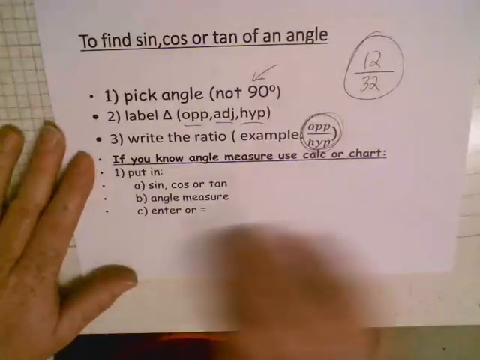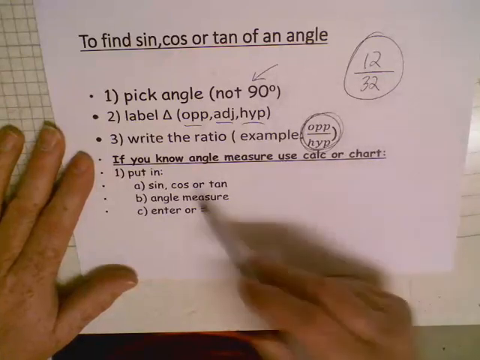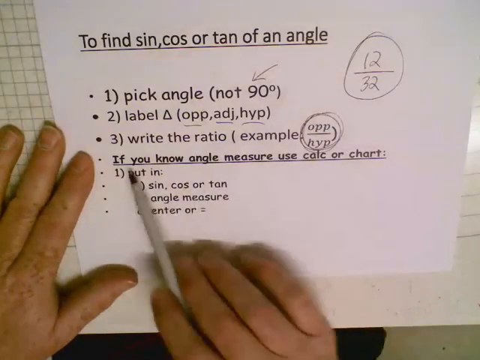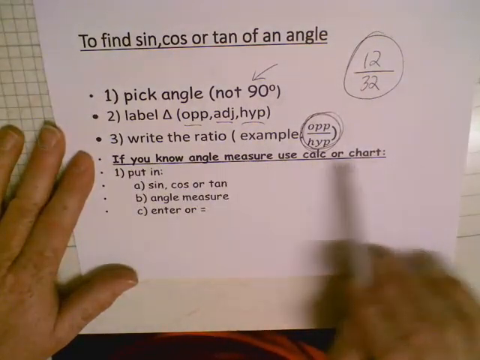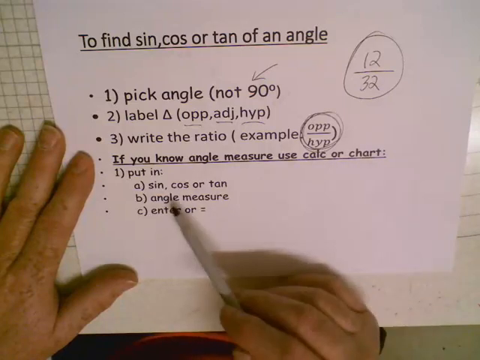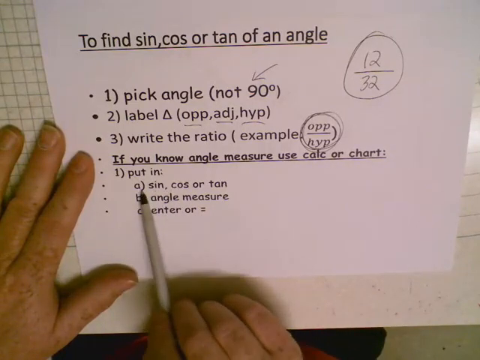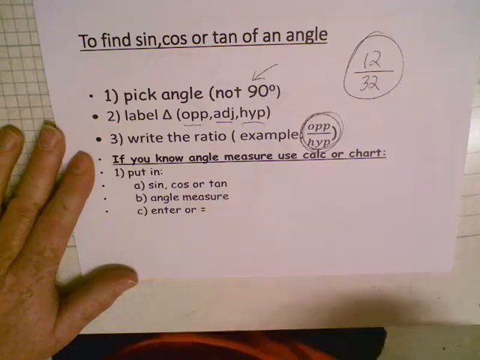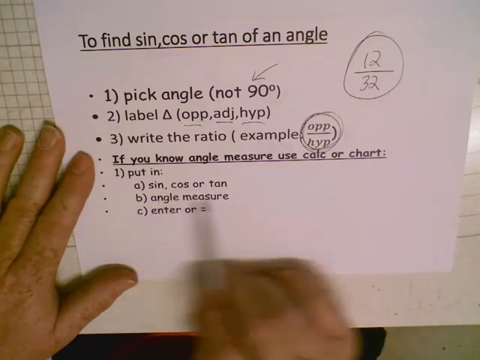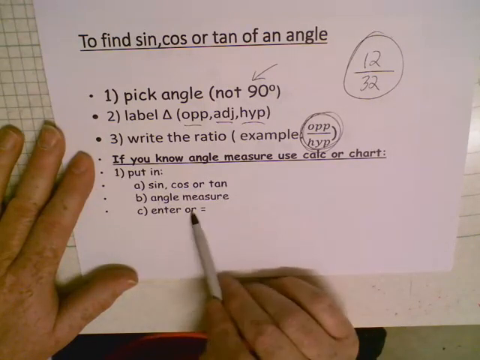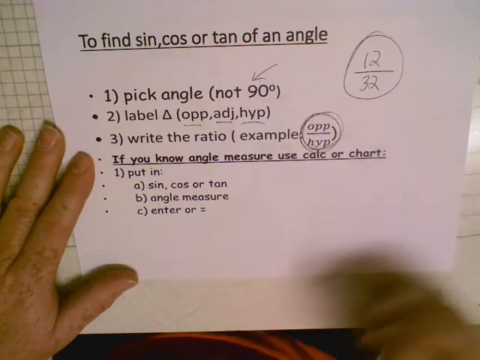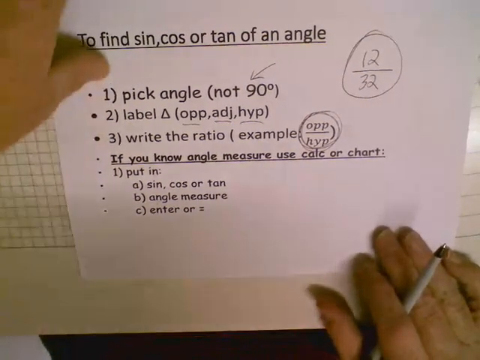Second part down here, and I'm going to go over these. We'll do some of them separately, but these are two different ways. If you know the angle measure, use the calculator or the chart. I'm going to show you the chart here in a few minutes. And all you do is you punch in sine, cosine, or tangent, whichever one you're dealing with, the angle measure, and then you just hit enter or equals, and it's going to tell you your answer. And I'll do some of those problems here in a couple minutes.